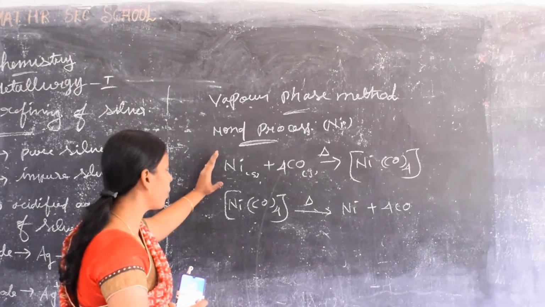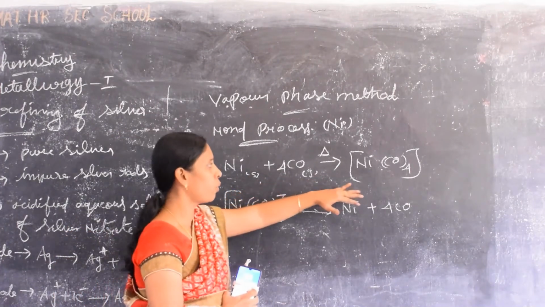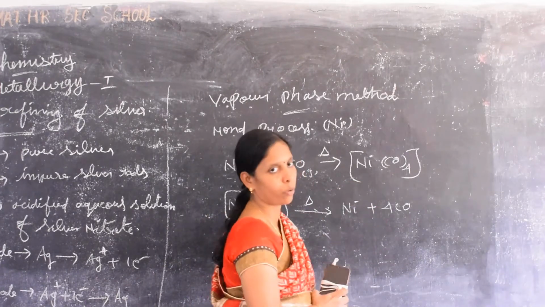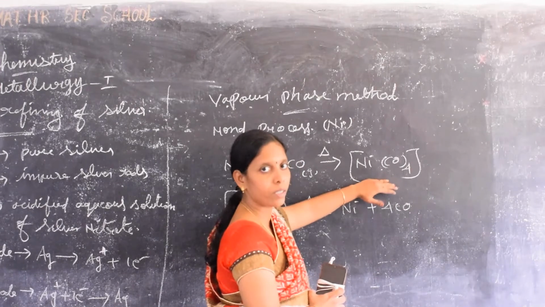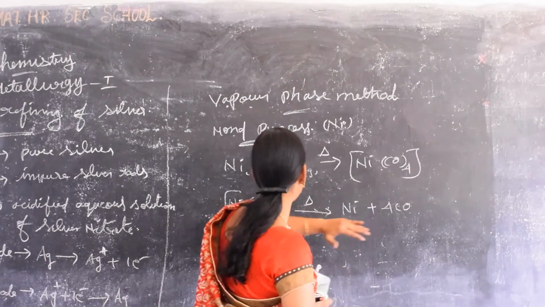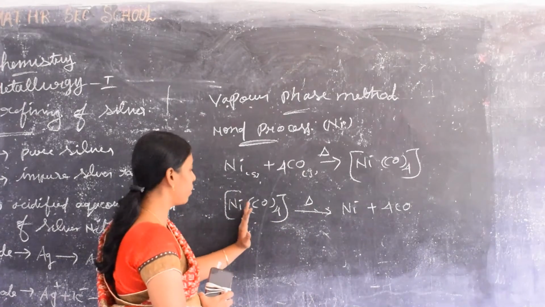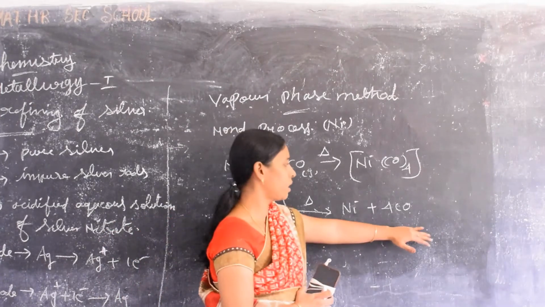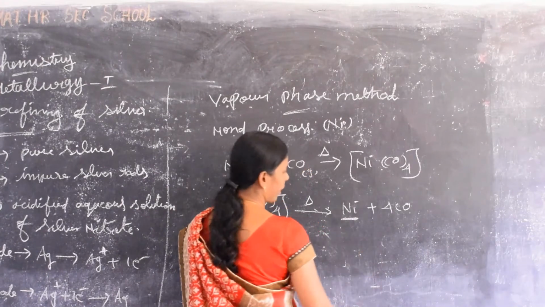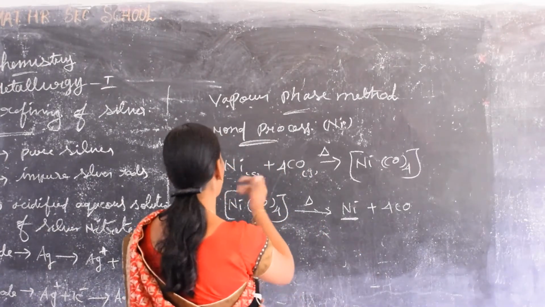So impure nickel is treated with a stream of carbon monoxide to form the nickel tetracarbonyl compound. The tetracarbonyl complex is a highly volatile compound. On further heating, the highly volatile nickel tetracarbonyl decomposes to form nickel. So this is pure nickel. We get pure nickel. Okay, this is the Mond process.